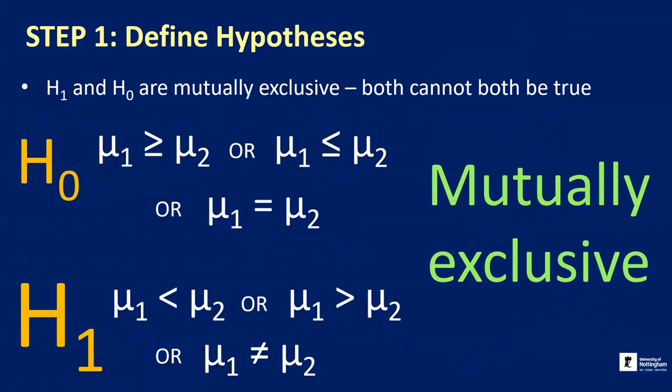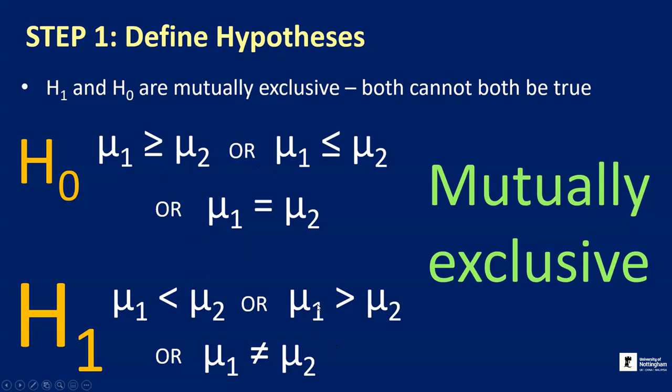Okay, whether or not it's one-sided or two-sided, a key property of the null hypothesis and the alternative hypothesis is that they should be mutually exclusive. So in other words, if one of them is true, the other one cannot be true, and vice versa. So, for example, if we're going to use the alternative hypothesis that the first mean is less than the second mean, men are shorter than women, say, then that is completely mutually exclusive with the null hypothesis, which is that the first mean is greater than or equal to the second mean.